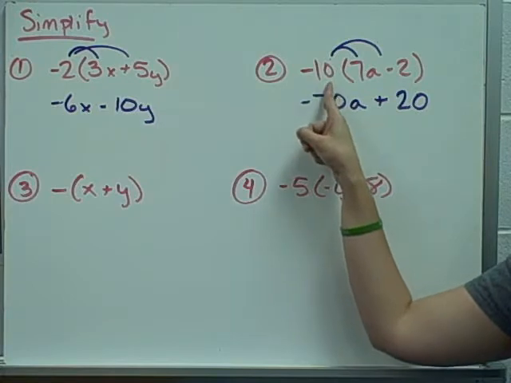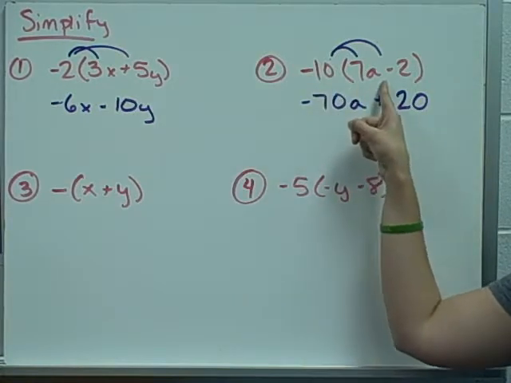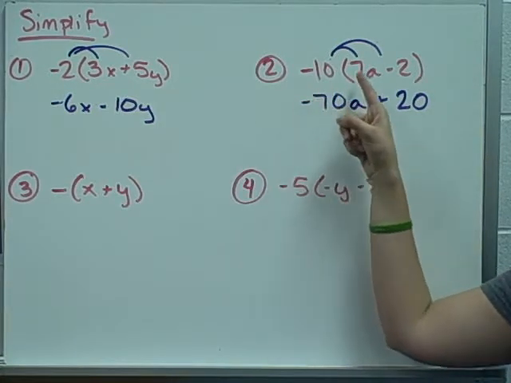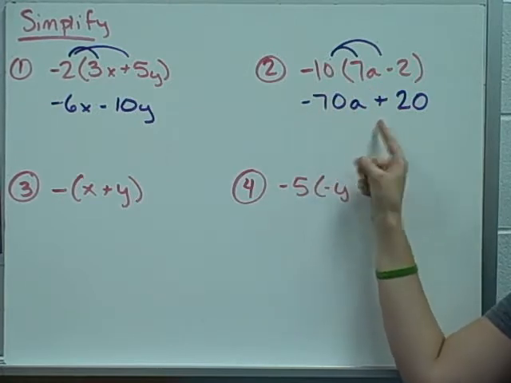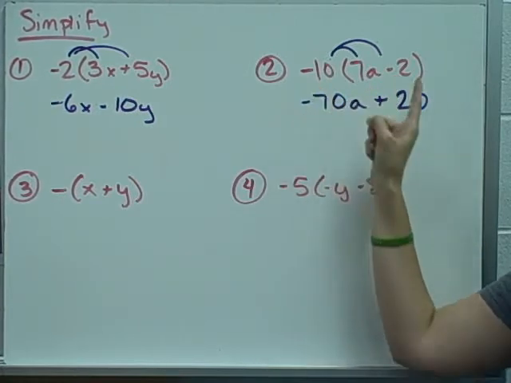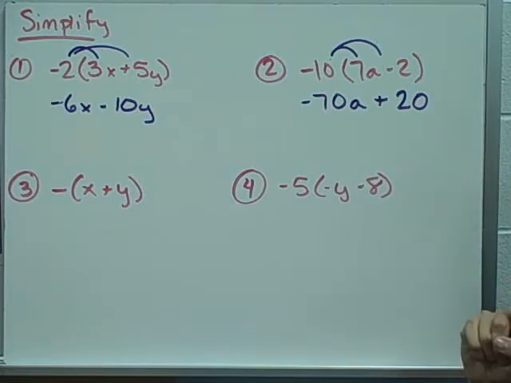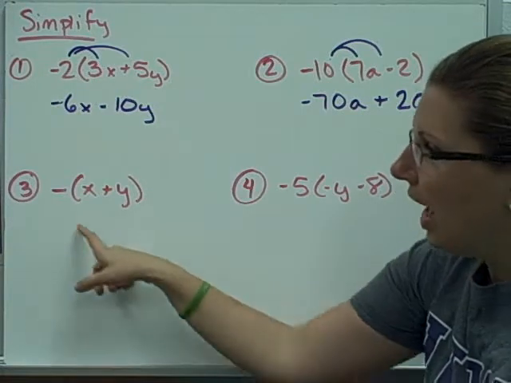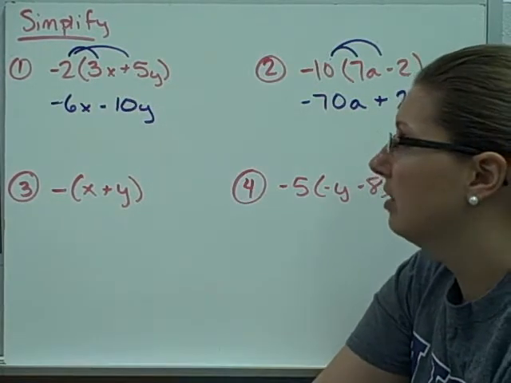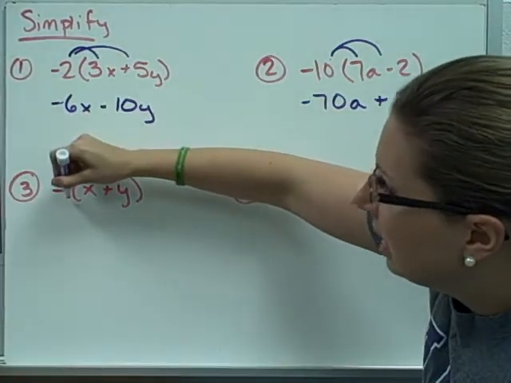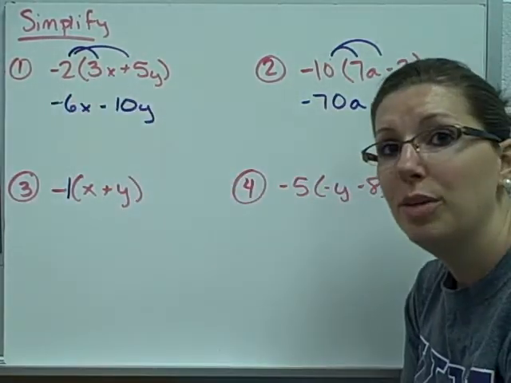Over here, negative 10 times the quantity of 7a minus 2. Negative 10 times 7a is negative 70a. Negative 10 times negative 2 is positive 20. And that's it.